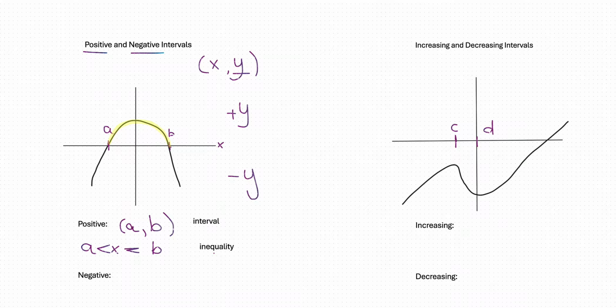Okay, so now let's look at negative. The parts of the graph that are negative are the parts that are below the x-axis, where the y value is negative. So here it will be at this part and this part of the graph. So let's write this.